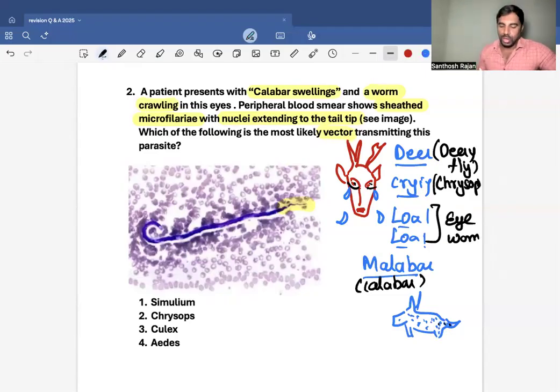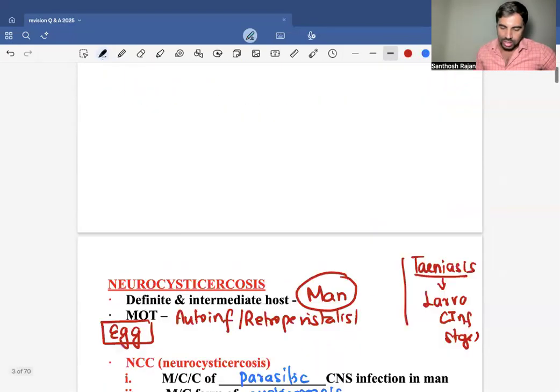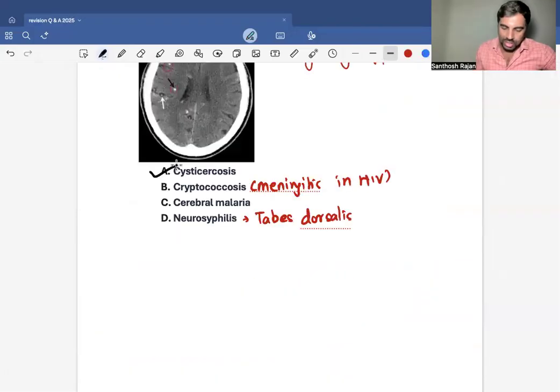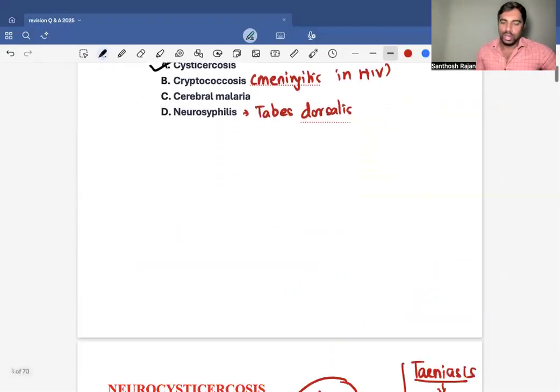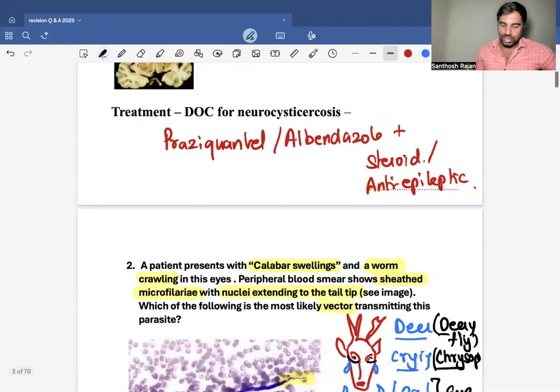Very simple. So now, based on all the clues, I told you the deer is crying low in the Malabar or Calabar. So your answer is Chrysops. Easy. Did I mark the previous question's answer? Yes, we already marked cysticercosis. Now here we marked the answer as Loa loa.